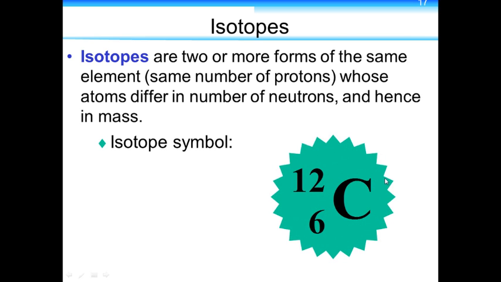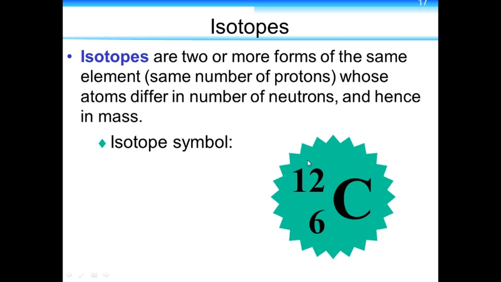So here we have an isotopic symbol. It involves the element symbol, in this case carbon, so C. And if we're talking about carbon, it's always 6 protons. Anything with 6 protons is carbon, and anytime you have a carbon atom, it has 6 protons. This number and this atomic symbol are linked.